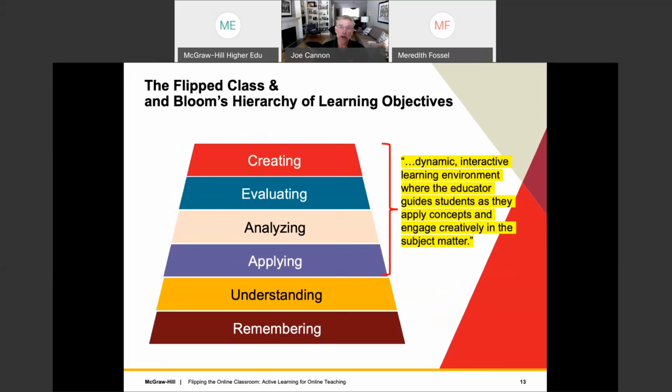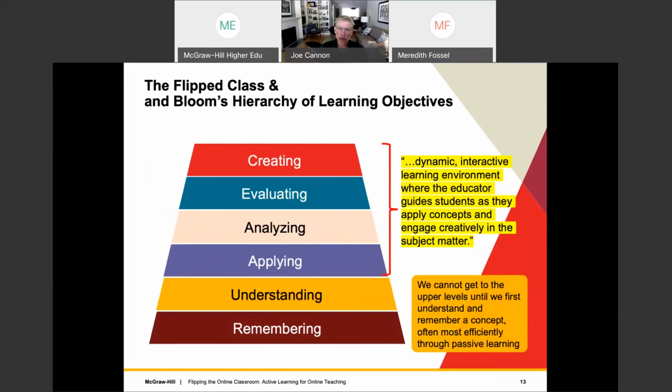When we think about that last definition, it really applies to the higher-level areas of Bloom's hierarchy of learning objectives. But as I mentioned earlier, we cannot get to those upper levels until we first understand and remember a concept. And understanding and remembering is usually most efficiently accomplished through passive learning. Through reading a textbook, having some sort of lecture, or a combination of the two, we get our students to understand these concepts best.